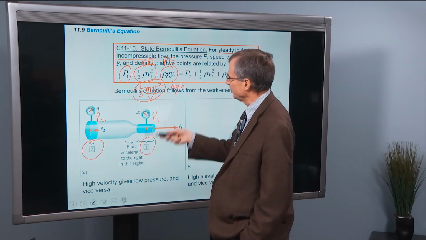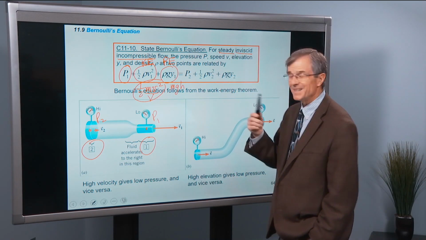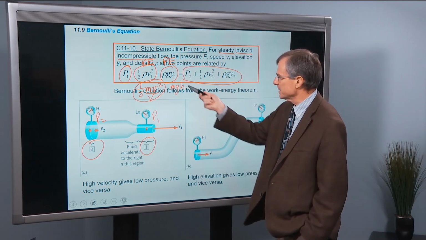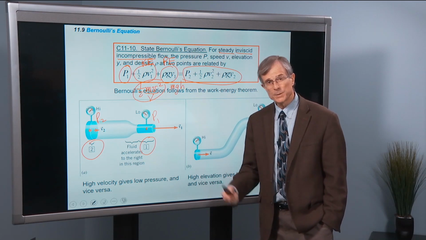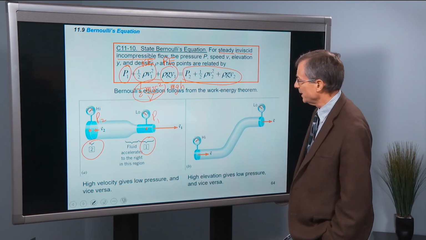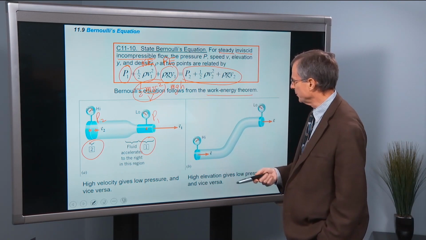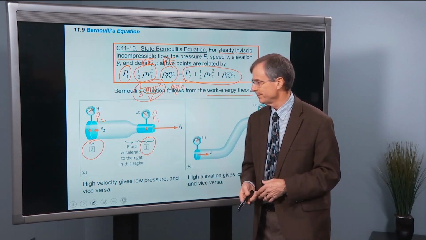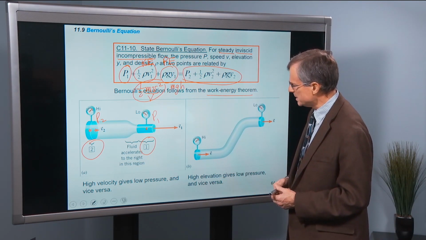So pressure plus kinetic energy per unit volume plus potential energy per unit volume equals the same thing evaluated at some other location in the fluid. That's the Bernoulli equation. It's very powerful. It follows from the work energy theorem, and it is a statement of conservation of energy for fluids. So what does it say?